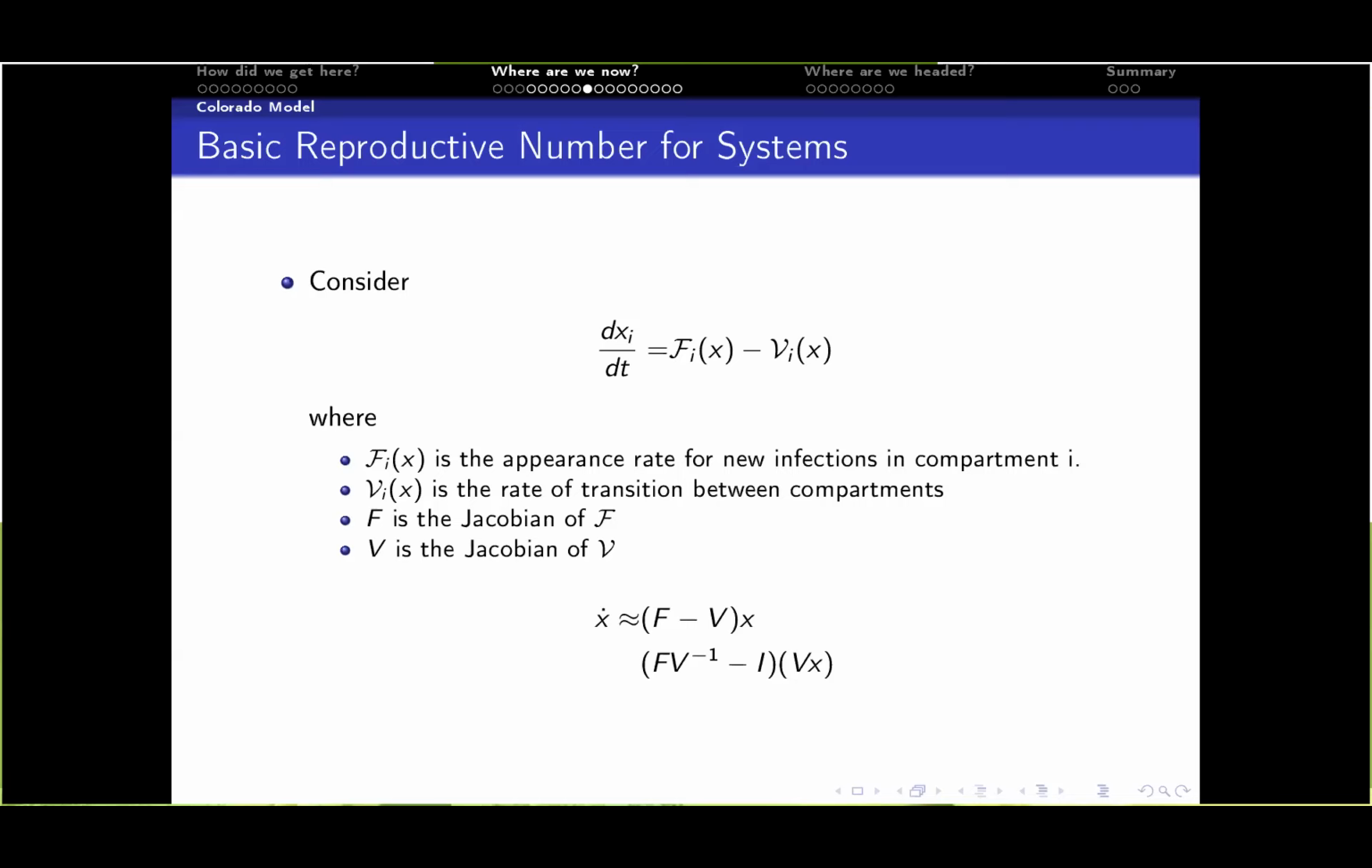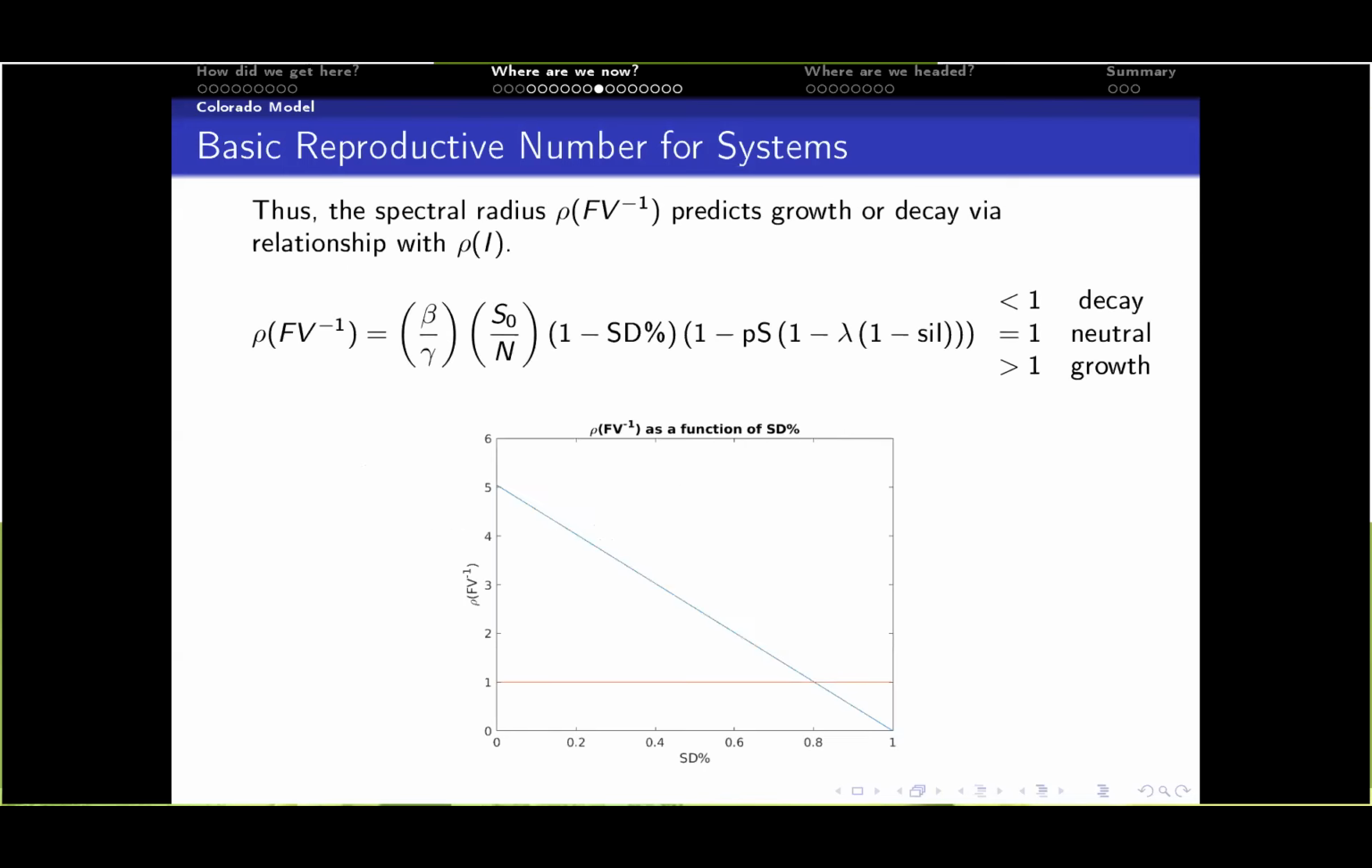Okay. And so what this now does is it focuses our attention on this F V inverse, which is known as the next generation matrix. And you can look at the spectral radius of that and compare it with the spectral radius of the identity, right? Which is 1. And so all of a sudden we're back in a framework, or at least a computation, that can be understood by saying, is it less than 1, equal to 1, or greater than 1? And this is how you will result in infections that are growing or decaying.